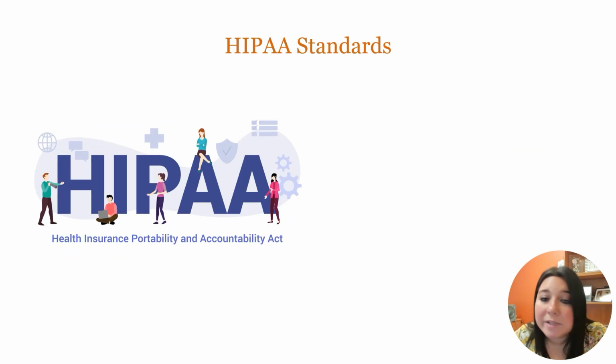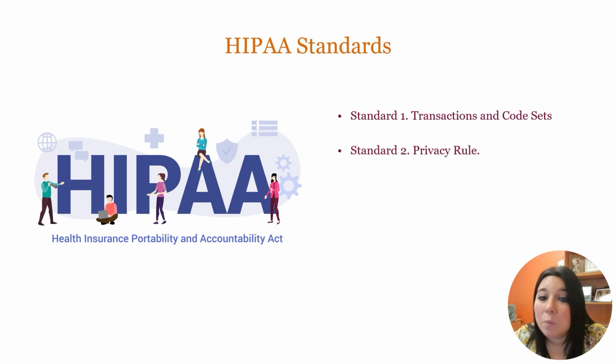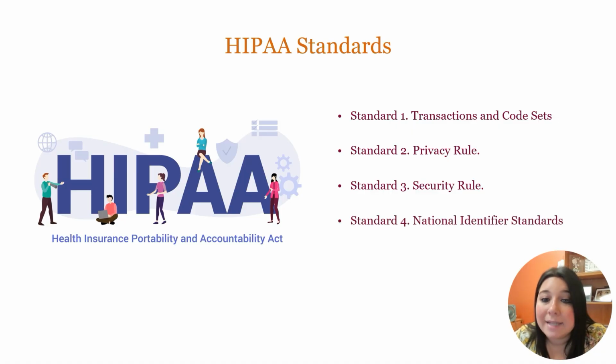Next, we'll discuss a little bit about HIPAA standards. So there's 4 main standards here that we're going to focus on. Standard 1, transactions and code sets. Standard 2, privacy rule. Standard 3, security rule. And Standard 4, national identifier standards. We're going to talk a little bit more in depth about standard number 2, the privacy rule.